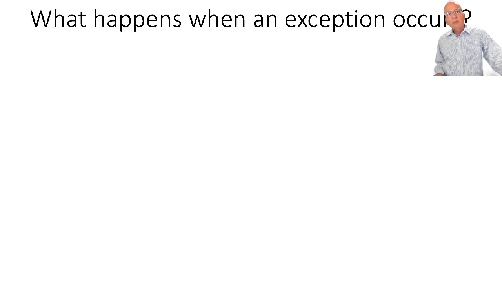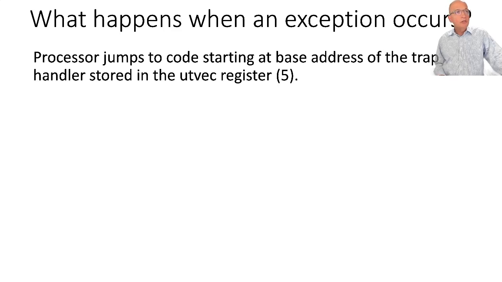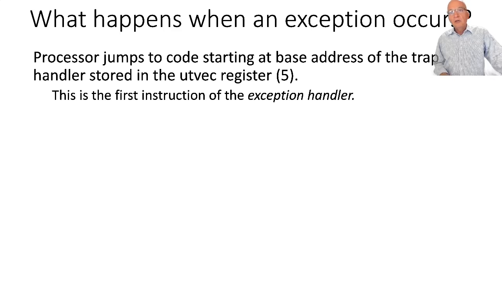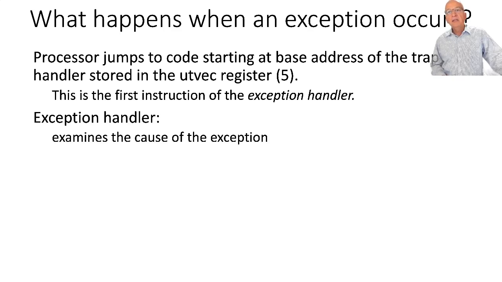So what happens when an exception occurs? First, the processor will jump to the code that starts at the base address of the trap handler. And this base address is stored in the UTVEC register. So this is the first instruction of the exception handler that will be executed. And then the exception handler will first check to see what was the cause of the exception so that it knows what it has to do.